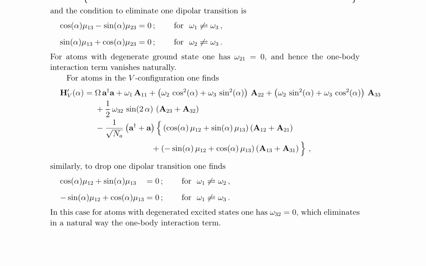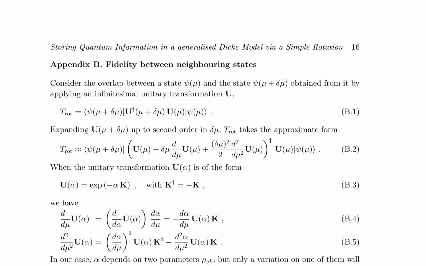This highlights the intricate relationships between the various terms in the Hamiltonian and the underlying atomic configurations. Through a series of mathematical derivations, the authors demonstrate the feasibility of this approach, showcasing the complex interplay between the different components of the Hamiltonian. The resulting expressions underscore the nuance and richness of the generalized Dicke model, providing a foundation for further exploration of quantum information storage.